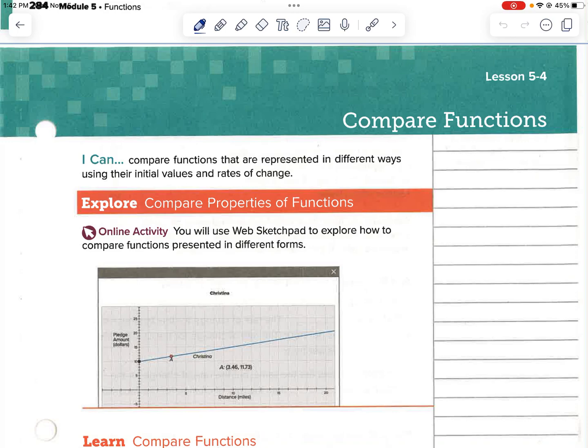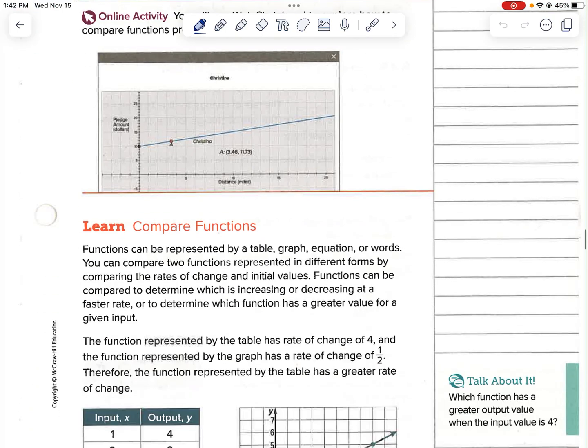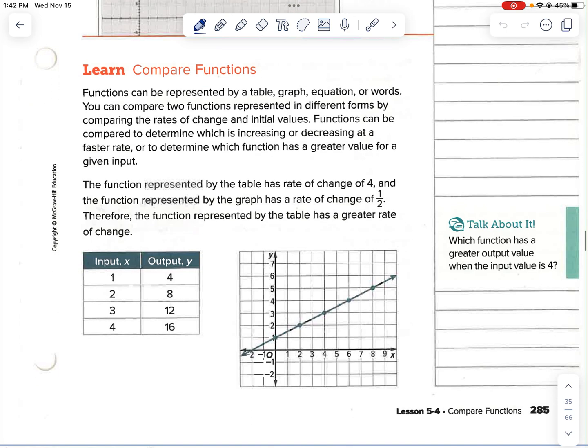Okay, so we're going to compare some functions. Remember that functions can be in a table, a graph, or equations or words. We've dealt with them in all of these different forms before, but we haven't necessarily compared them. So they can be compared by increasing or decreasing, faster rate, which one has the greater value.